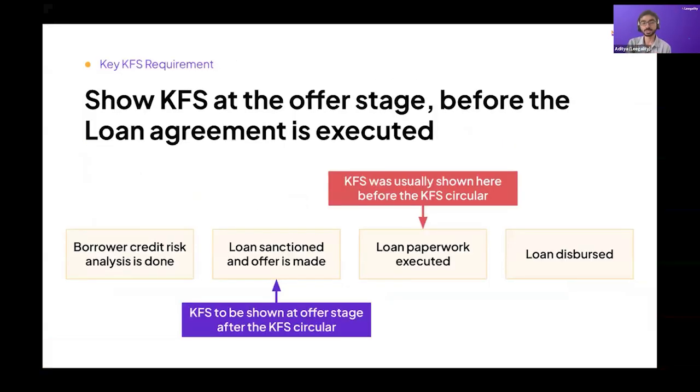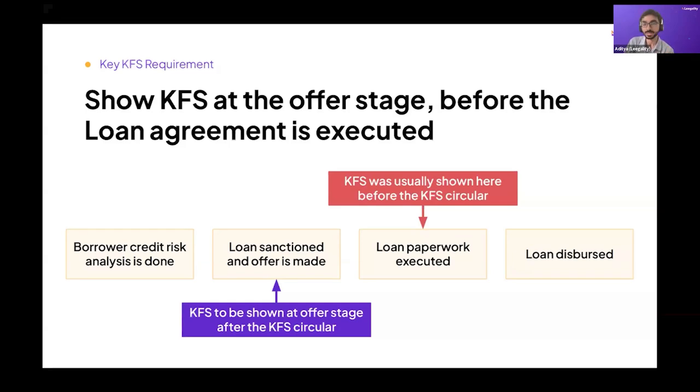The first requirement is showing the KFS at the stage of offer itself, right? Because before the KFS circular, the KFS was shown in many cases, not in all cases, many cases at the end during the stage of disbursal along with the final loan kit, almost like a disbursal formality. After the KFS circular, the KFS has to now be displayed at the stage of offer itself, right? Before execution of the loan contract.